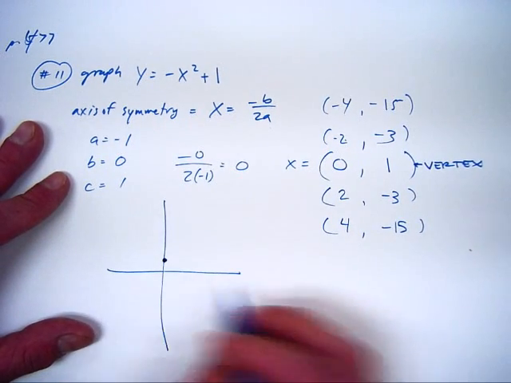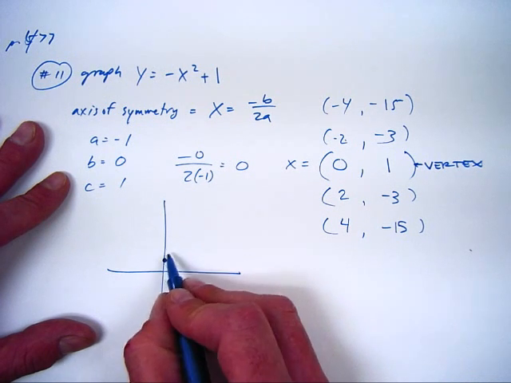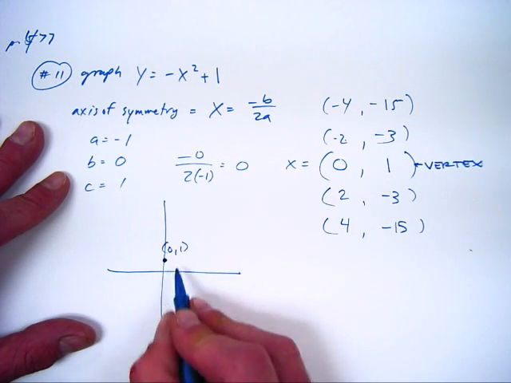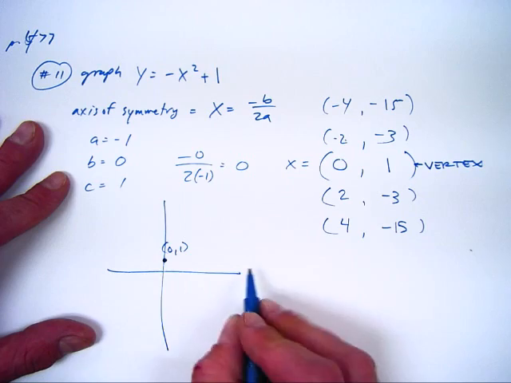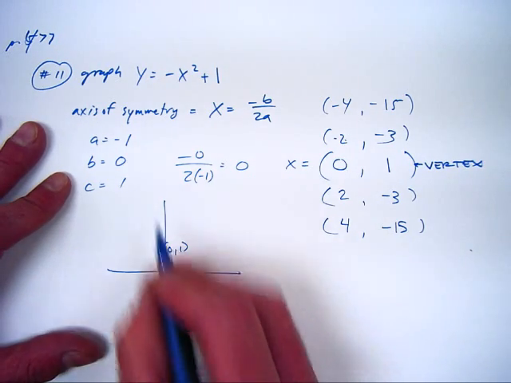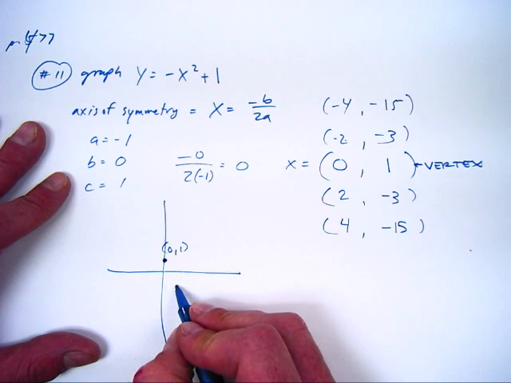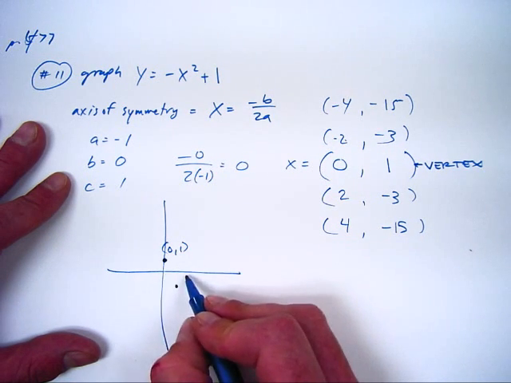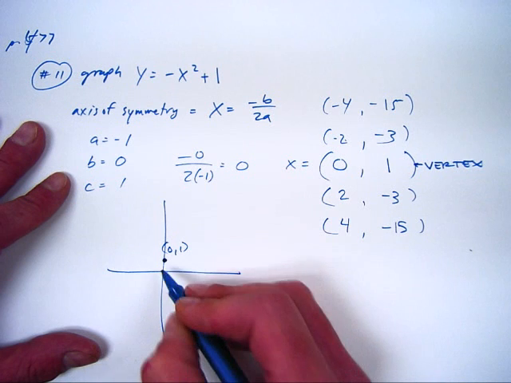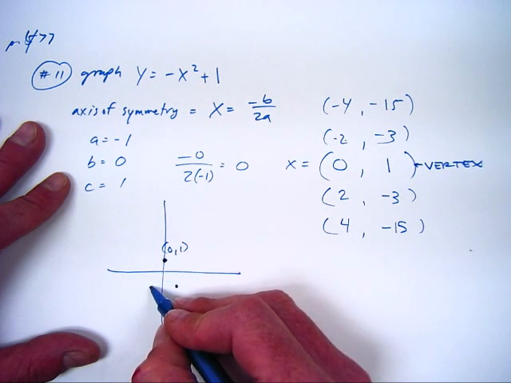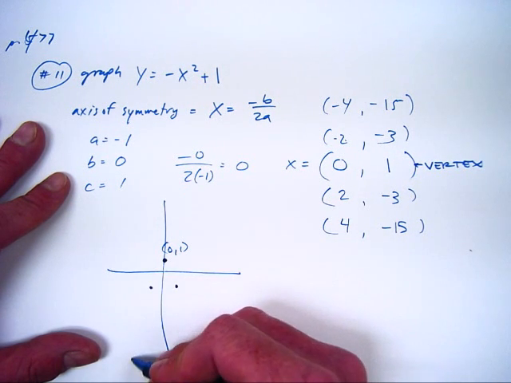So these are my 5 points. Now I just graph them. So this is (0, 1). It looks like it's going to be our maximum because this thing's going to slope down based on a equaling -1 and also when I plot these points. So (2, -3), about there. (4, -15), way down there. (-2, -3), down there. (-4, -15), down there.